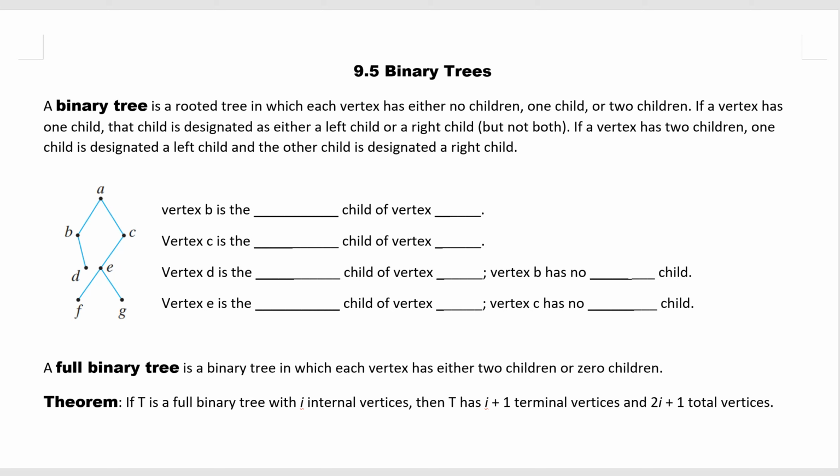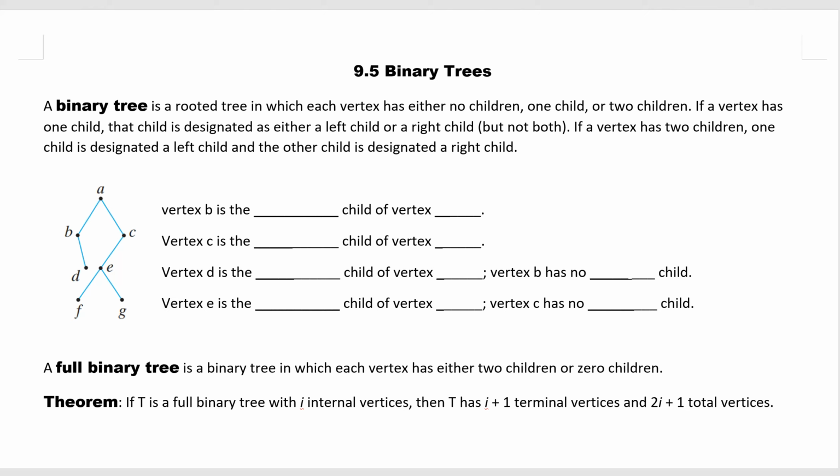A binary tree is a rooted tree in which each vertex has either no children, one child, or two children. If a vertex has one child, that child is designated as either a left child or a right child, but not both. If a vertex has two children, one child is designated as a left child and the other child is designated a right child.